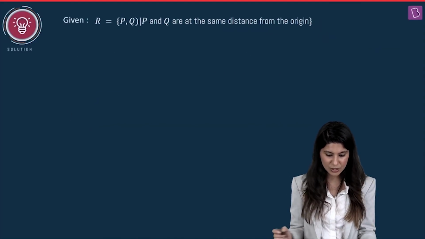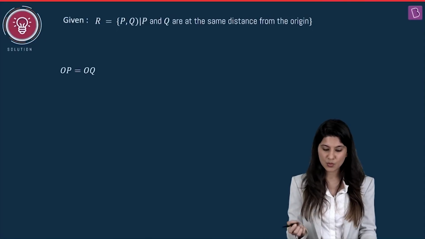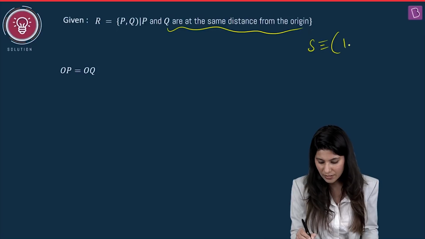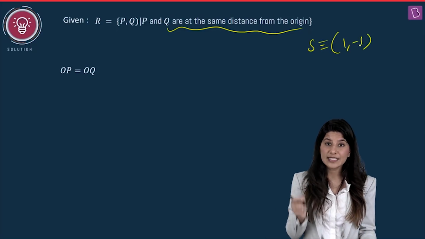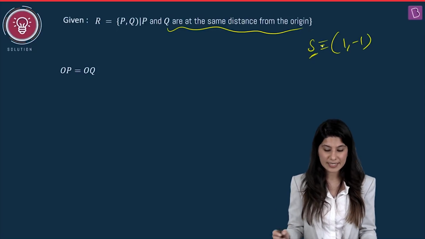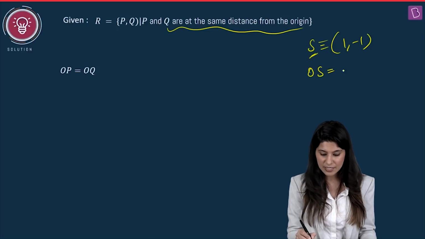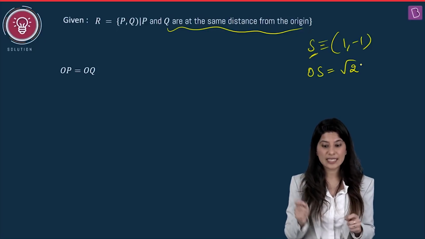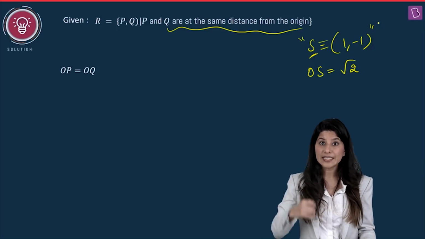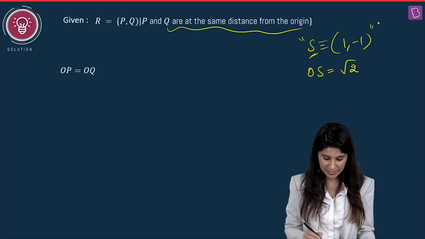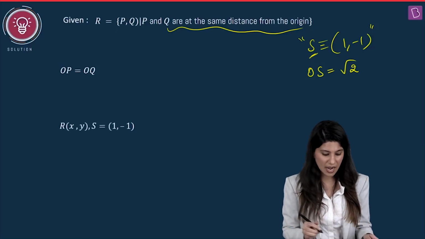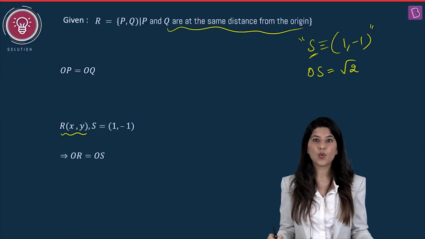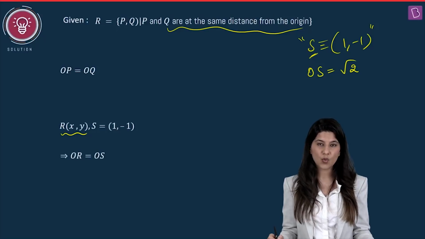Let's understand this question. So we all know that OP is equal to OQ is given to us, right? And we have a point S which is 1 comma minus 1. Now, the distance from the origin of this point is nothing but OS, which is equal to square root of 2, right? Now, we need to figure out the set which is the equivalence class of 1 comma minus 1. That means if I take a point R which is x comma y, then OR would be equal to OS.